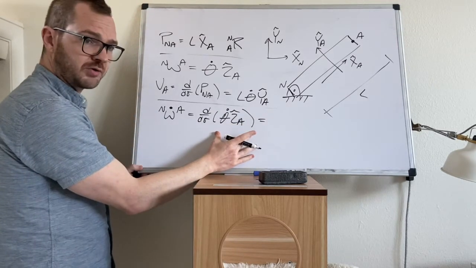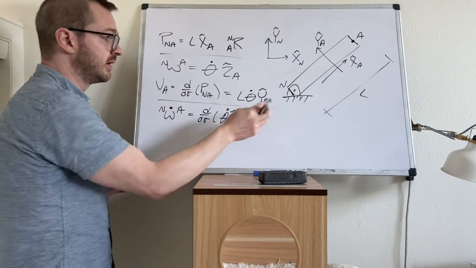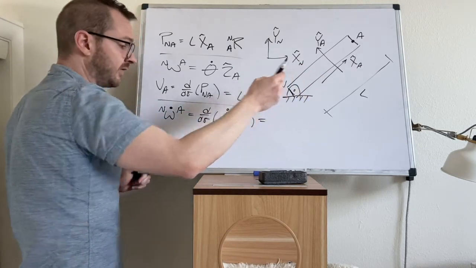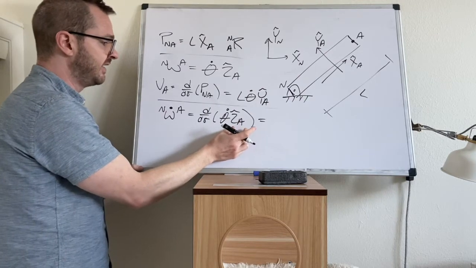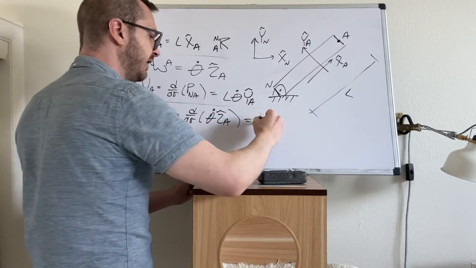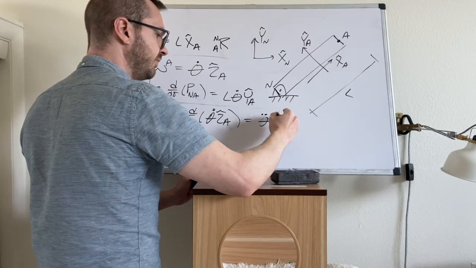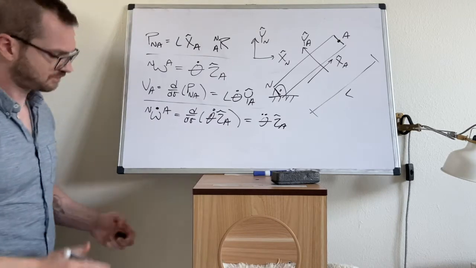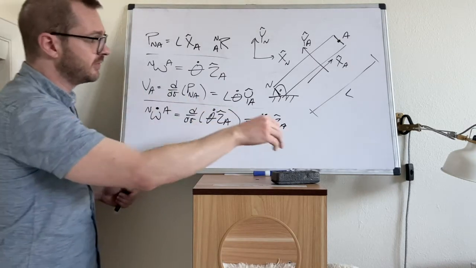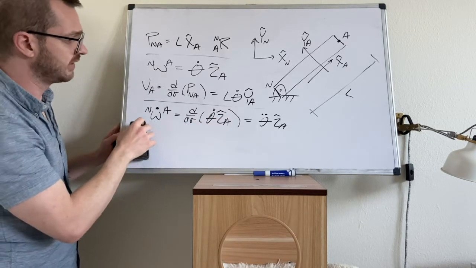We could do a product rule expansion on this. Z hat A does not change, right? The A-frame is rotating, but it's rotating about a shared z-axis. So z hat A does not change. And then we just have the derivative of the scalar theta dot. So theta double dot z hat A. All right.